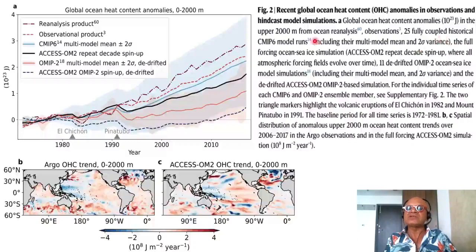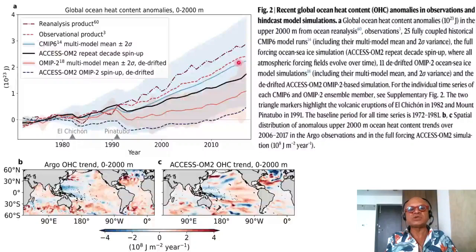So this is the recent global ocean heat content anomalies in observations and hindcast model simulations. So in the top panel, we are looking at how the volcanic forcings affect the surface forcing of the ocean and the heat uptake, transport, and storage. So there is a reanalysis product which is up here, and these are in 10 to the 23 joules or petajoules. Sorry, I should be careful. That is not peta, that is zeta, I think. Okay, just check.